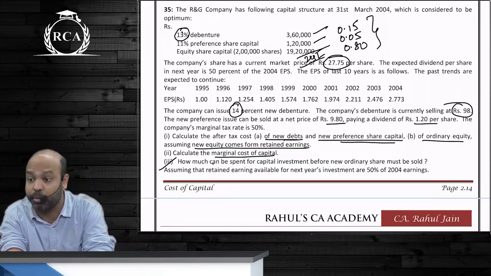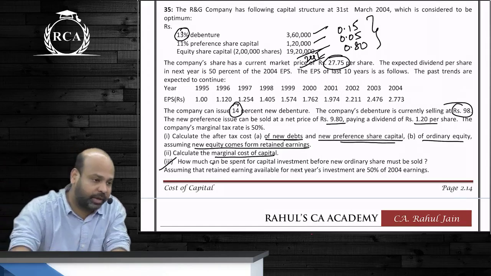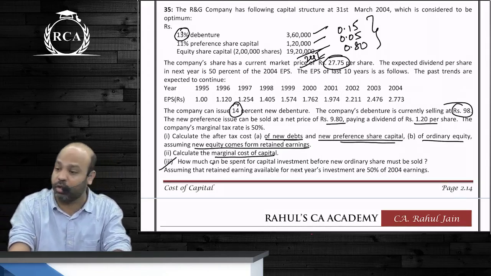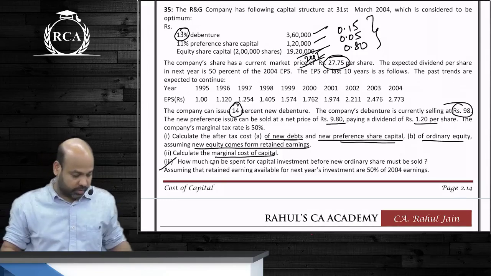If you make anything more than that, you will have to depend on the issue of equity shares. Marginal cost of capital is the weighted average cost of capital of all the additional funds that are being raised. Are we clear guys? That's it.